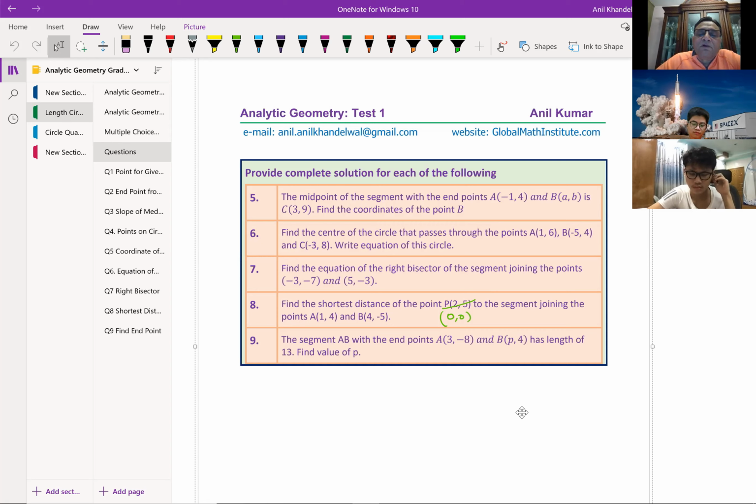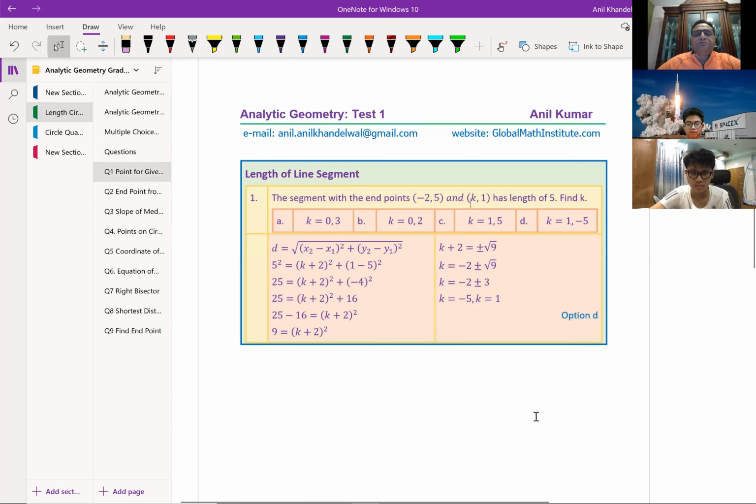Question number 7 is: find the equation of the right bisector of the segment joining the points -3, -7, and 5, -3. Question number 8. Find the shortest distance of the point 0, 0 to the segment joining the points A, which is 1, 4, and B, 4, -5. And the last question here is: the segment AB with endpoints A, 3, -8, and B, P, 4, has a length of 13. Find the value of P. This is similar to a question which we did earlier, right? Now let's look into the solutions of these questions one by one.